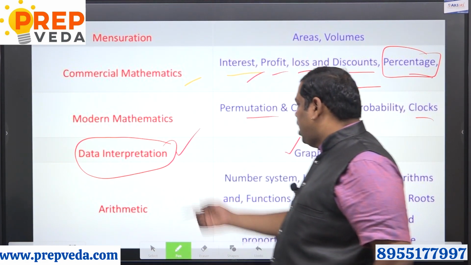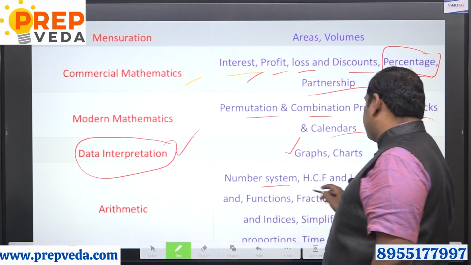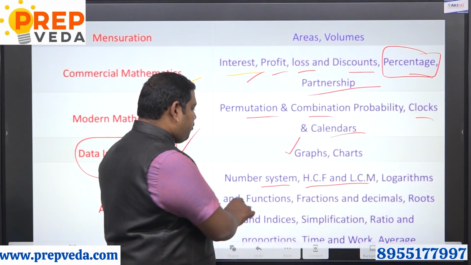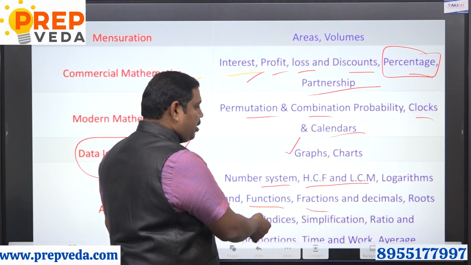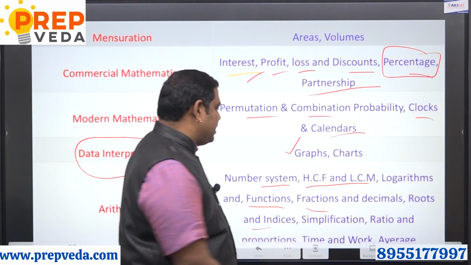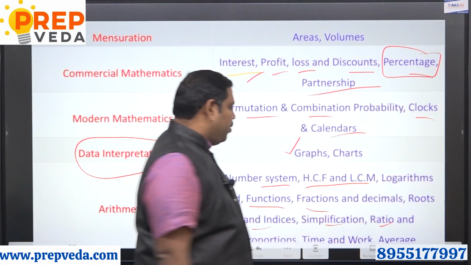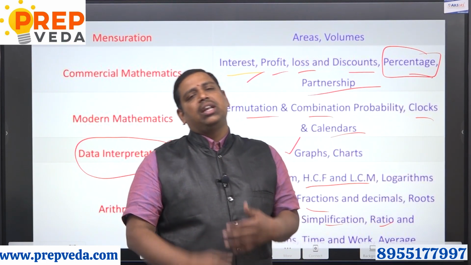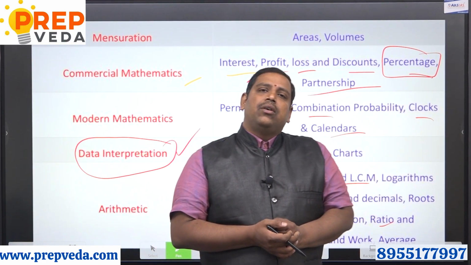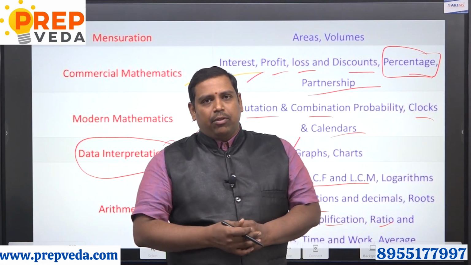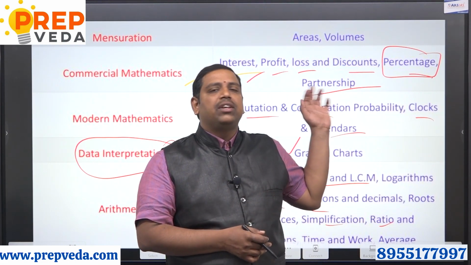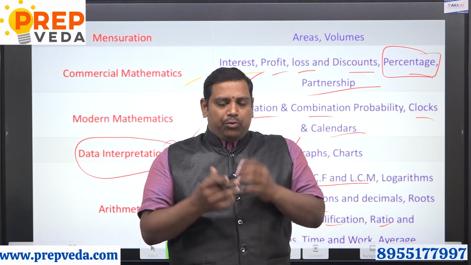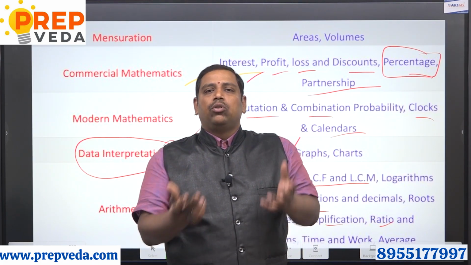Coming to arithmetic, we have topics like number system, LCM and HCF, these two together, logarithms and functions, fractions, decimals, roots and surds and indices, simplifications, ratios and proportions, time and work, averages, time and distance. All the topics we will discuss. We are not leaving even a single topic. Why? Because we don't want to play with your life. This is not one of the chances that you have, this is the only chance that you have. That's why we are not leaving any stone unturned to crack it.